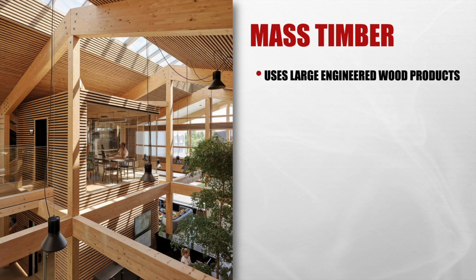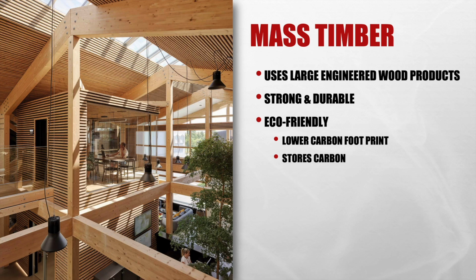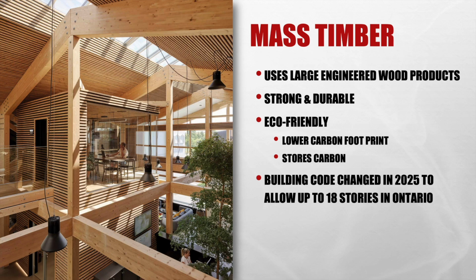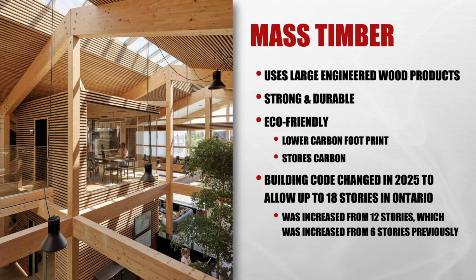The difference between heavy timber and mass timber is that mass timber uses large engineered wood products. The engineered wood is very strong and durable. Mass timber is also eco-friendly with a lower carbon footprint, and the wood actually stores carbon. The building code changed in 2025 to allow up to 18 stories in Ontario, Canada. This was increased from 12 stories, which was previously increased from 6 stories. So again, you can see how building codes have changed.